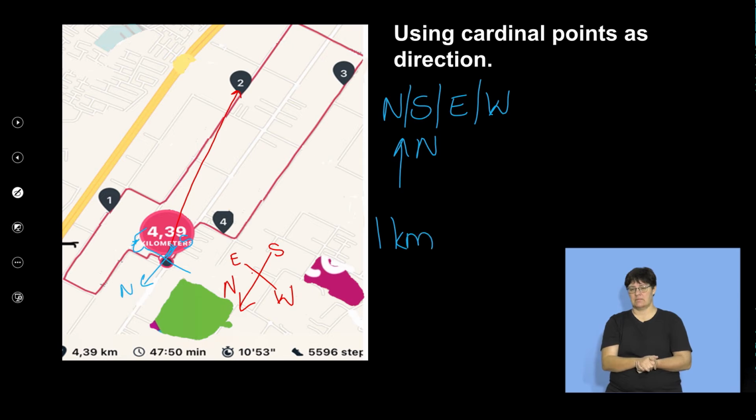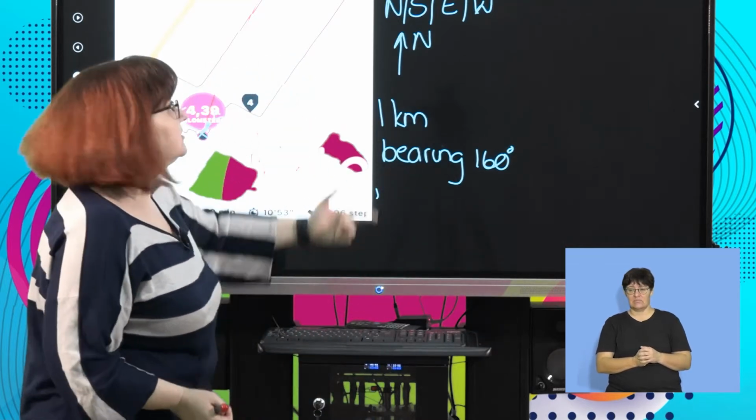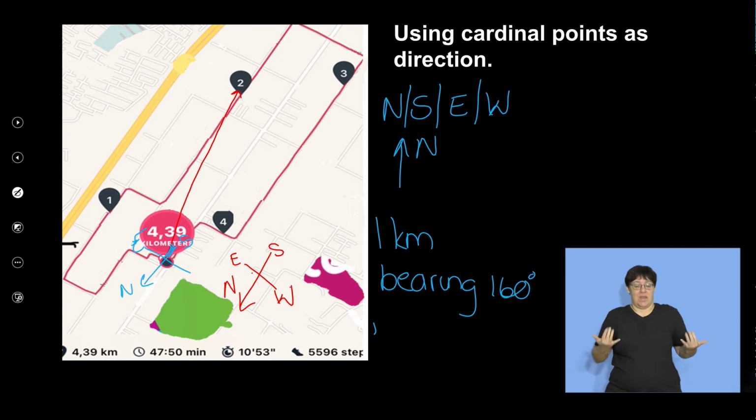She's 1 kilometer, and we could do it as a bearing, so let's just do it as bearing. We've done that before, and I'd say she was 1 kilometer bearing, looking at that angle, 160 degrees. That is far more accurate for me as a displacement, because I can tell exactly where it was, whereas the left, right, up, down doesn't really help me. So sometimes the cardinal points are a much better indication of where I am, okay?